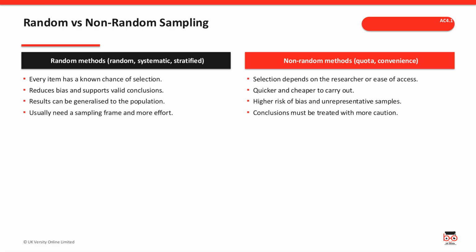It helps to split those into 2 camps. Random methods, random, systematic, and stratified, give every item a known chance of selection, which reduces bias and lets you generalize to the population, though they usually need a sampling frame and more effort. Non-random methods, quota and convenience, depend on the researcher or on ease of access. They're quicker and cheaper, but carry a higher risk of bias, so their conclusions need treating with more caution. As a rule, if you can manage a random method, your findings will stand on firmer ground.